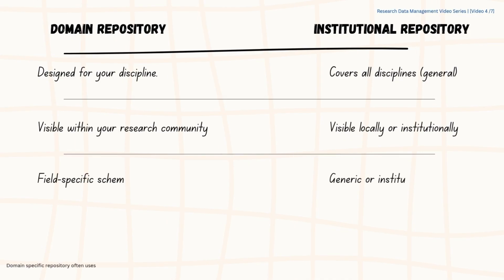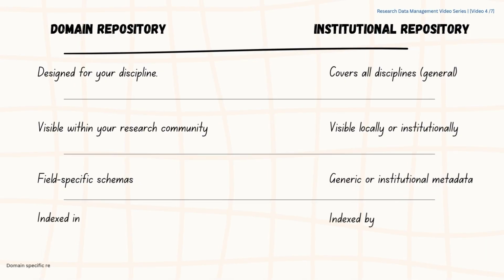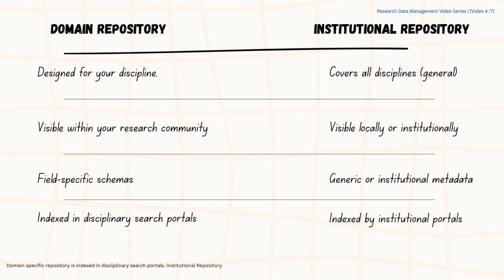Domain-specific repository often uses field-specific schemas. Institutional repository uses generic or institutional metadata. Domain-specific repository is indexed in disciplinary search portals. Institutional repository is indexed by institutional or open access portals.